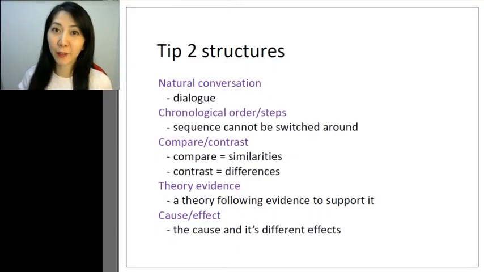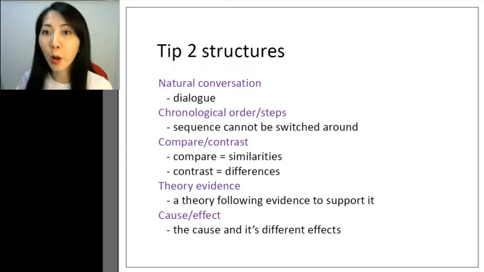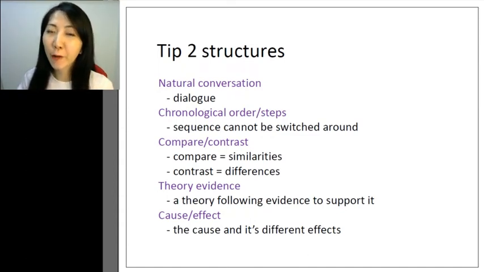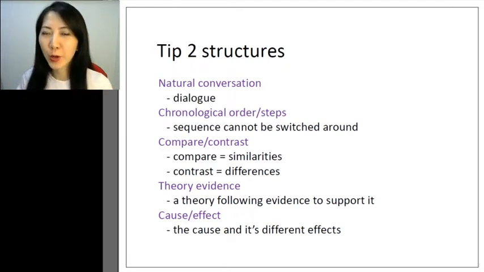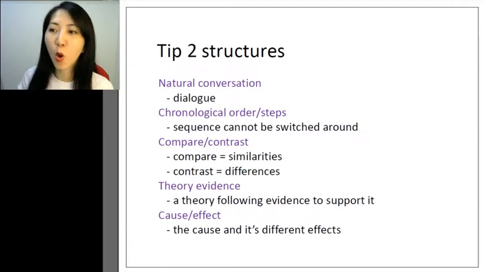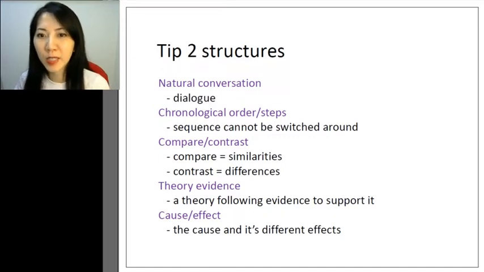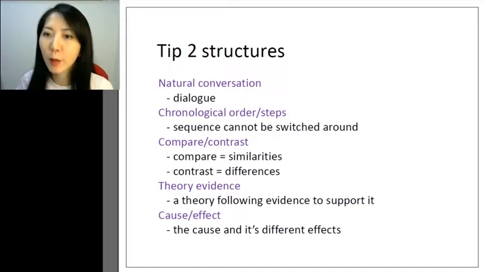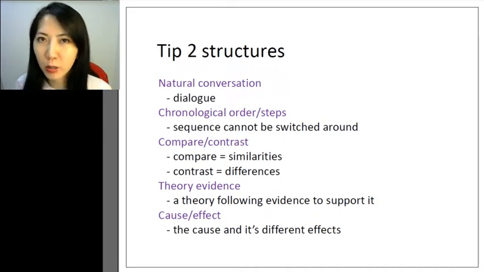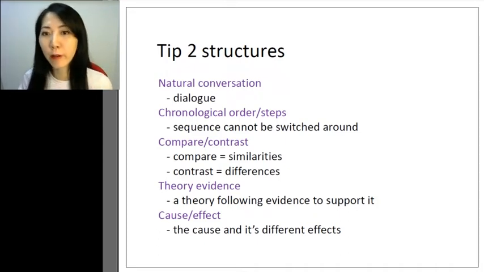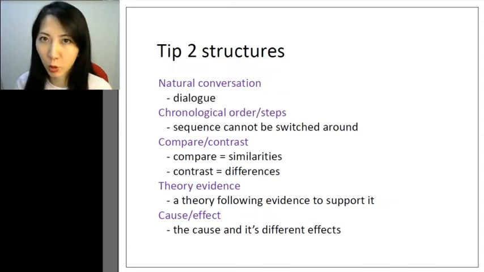Tip 2 is to identify the structure. Knowing the structure will help you find the main ideas easier. Here are 5 common academic structures. The first one is natural conversation, where you hear A says something, B says something, A says something, and it's basically like a dialogue. It could be between 2 people or 3 people. The second one is chronological order or steps. So for this structure, it follows a first, second, third sequence where the sequence cannot be switched around. History lectures and TOEFL listening often follow this structure starting from the earliest and moving up to the most current.